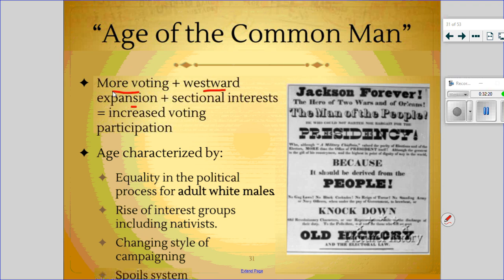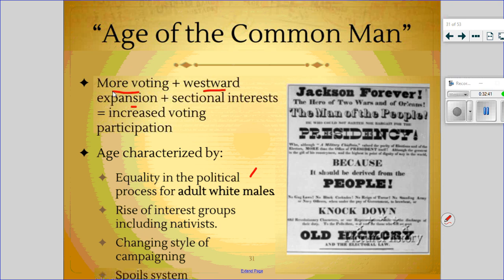So the age is characterized by equality in the political process for adult white males. Under Jackson, all white males will be able to vote. It used to be you had to be a property owner. So in a lot of places you had to own property to vote. That's going to go away. And basically all you'll have to be to vote is white and male.